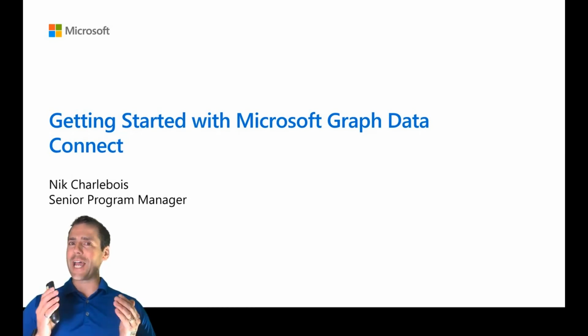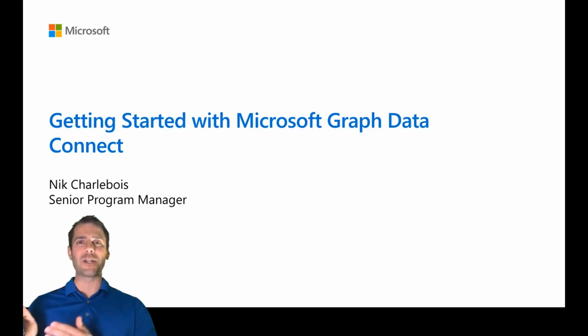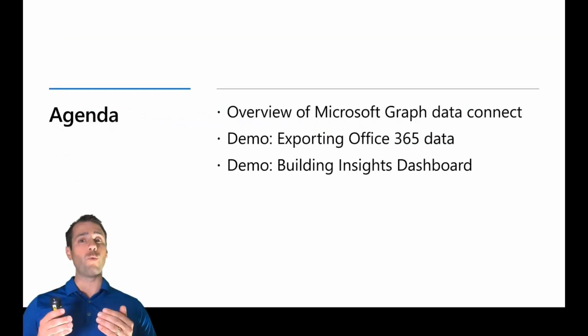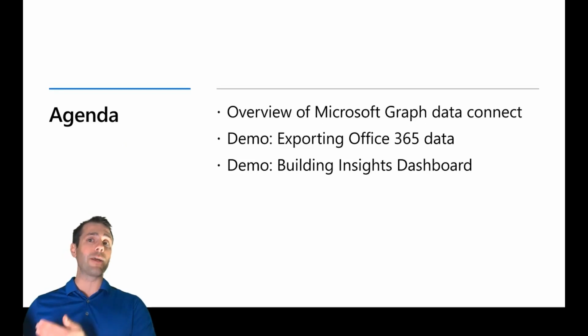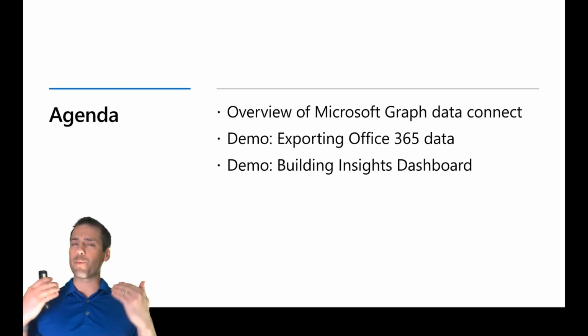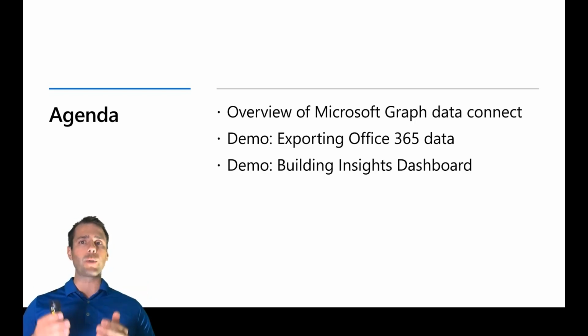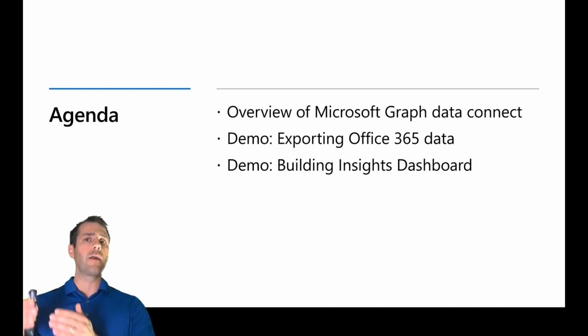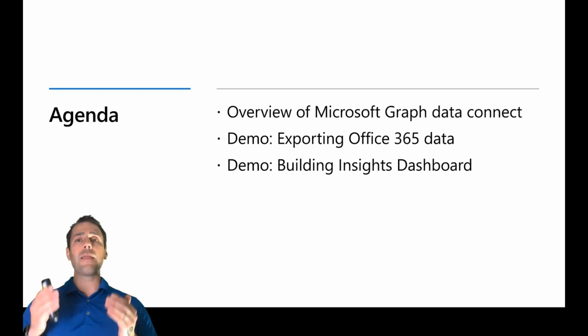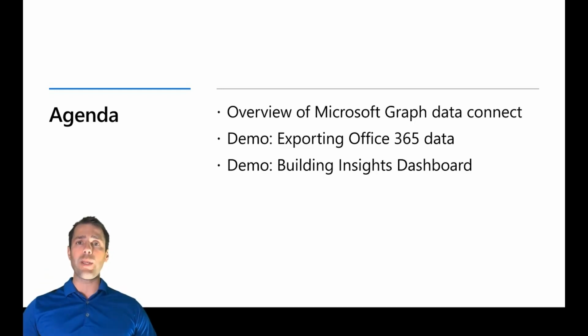Today I want to show you just how easy it is for you to get started and start exporting your Microsoft 365 data using Microsoft Graph Data Connect. We're going to start by giving you an overview of what Microsoft Graph Data Connect is and how it can help your enterprise, and then we're going to jump right into the demos. I'm going to show you a step-by-step methodology on how to create your Azure Data Factory and pipeline to start exporting your Microsoft 365 data using Graph Data Connect. And then we're going to do a very quick Power BI dashboard that will leverage that data and surface some insights and analytics.